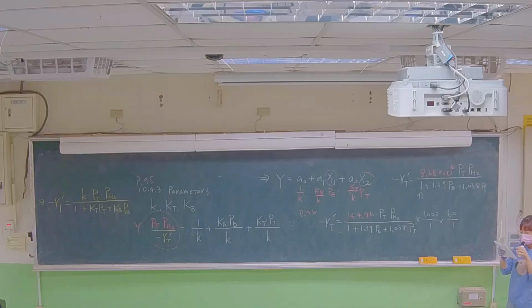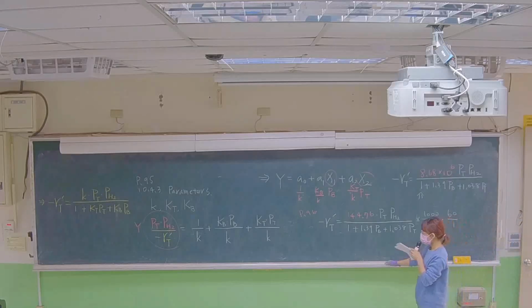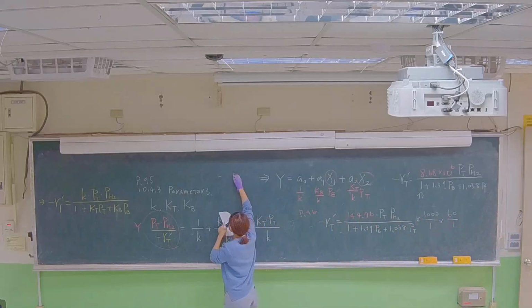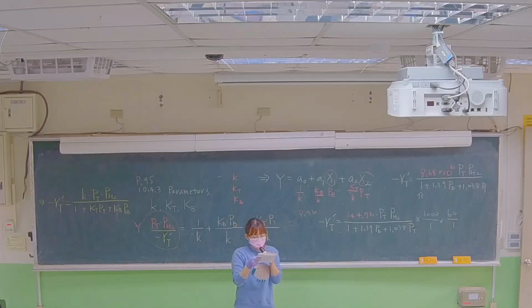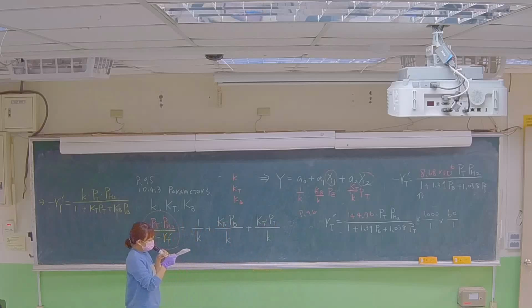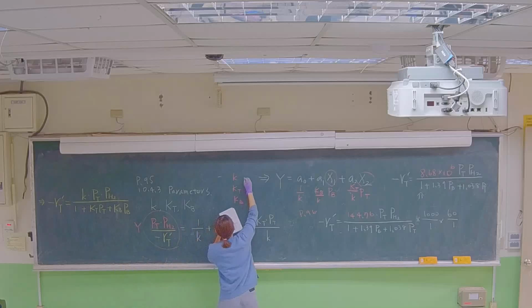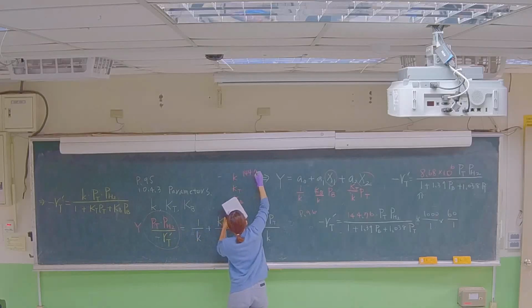So there is a model, and there is the variable. So you see 3 variables: K, KT, KB, right? That is the parameters we would like to obtain. So you can see the value. This one for K, right? And this one for KT.